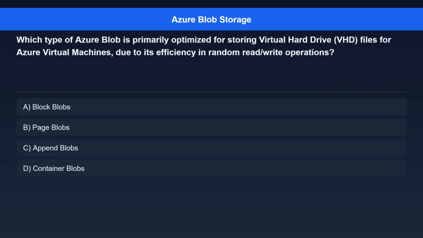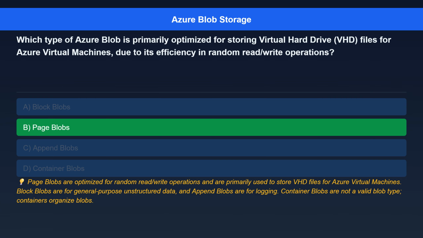Question 7. Which type of Azure Blob is primarily optimized for storing virtual hard drive (VHD) files for Azure virtual machines due to its efficiency in random read/write operations? Option A. Block blobs. Option B. Page blobs. Option C. Append blobs. Option D. Container blobs. The correct answer is page blobs.